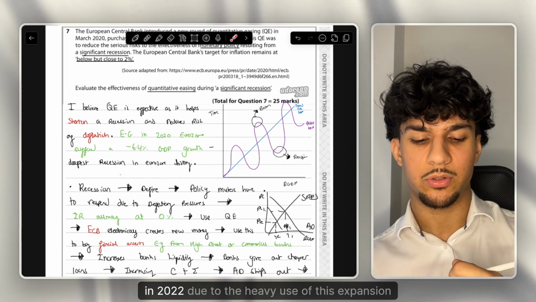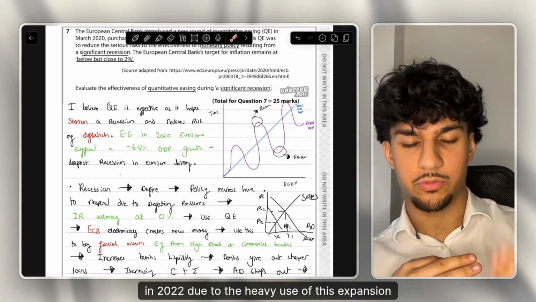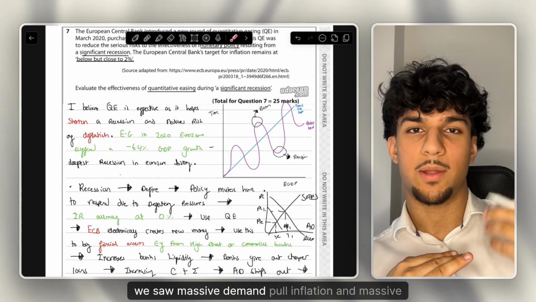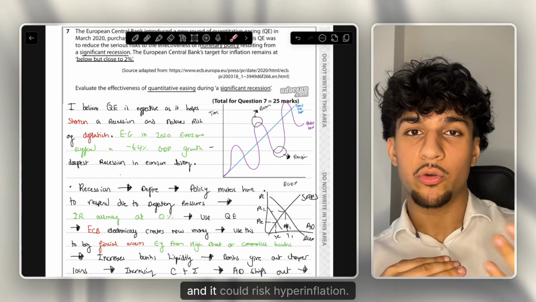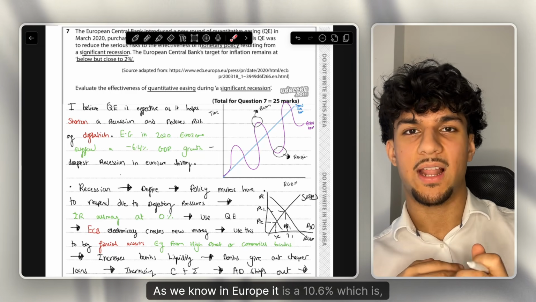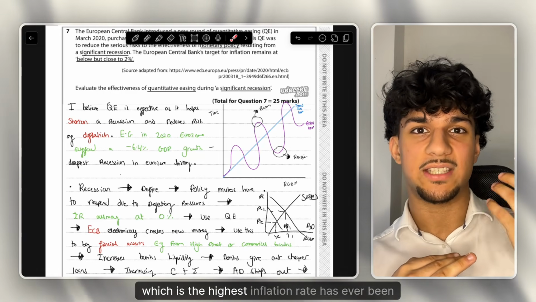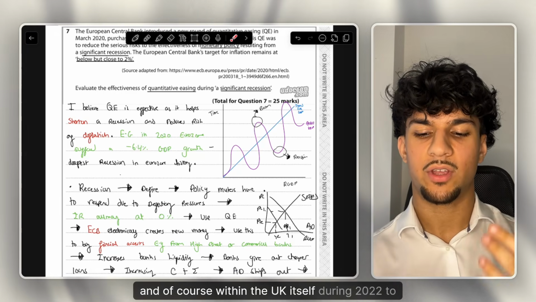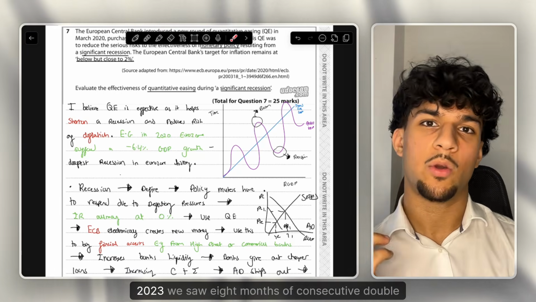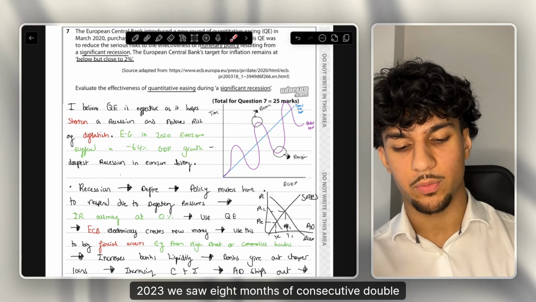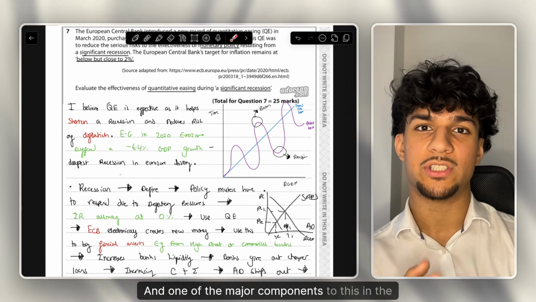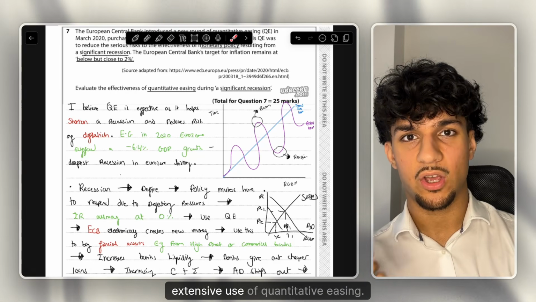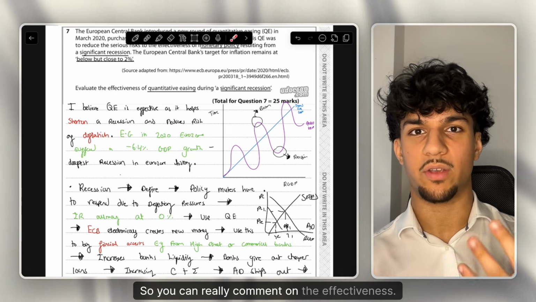As we know, in 2022, due to the heavy use of this expansionary monetary policy and specifically quantitative easing, we saw massive demand pull inflation, and it could risk hyperinflation. As we know, in Europe, it led to 10.6%, which is the highest inflation rate there has ever been for the Eurozone. And of course, within the UK itself, during 2022 to 2023, we saw 8 months of consecutive double-digit inflation. And one of the major components to this in Europe and within the UK was, of course, the extensive use of quantitative easing. So you can really comment on the effectiveness.